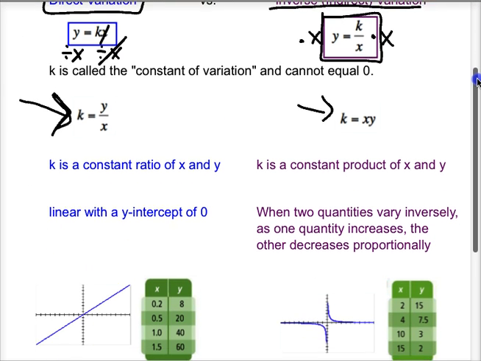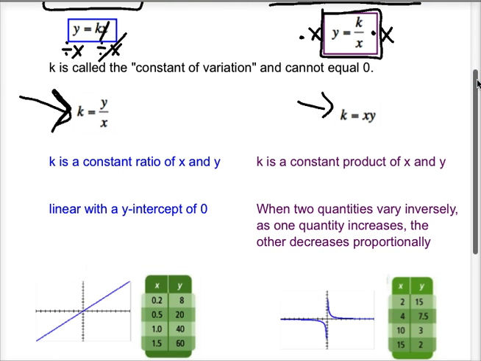So just to highlight some of those things, k is a constant ratio of x and y when we're talking about direct, and basically it's a linear equation with a y-intercept of 0. When we're talking about inverses, this time k is a constant product of x and y. And when two quantities vary inversely, as one quantity increases, the other decreases proportionately.